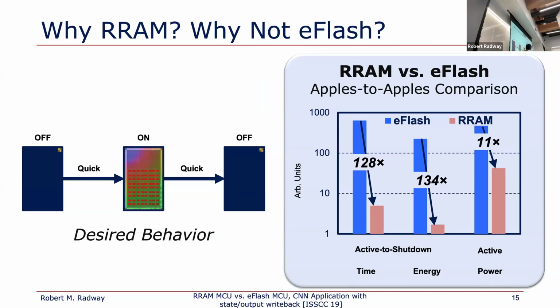So we looked at comparing these systems and this quick on-off behavior. Basically, the key takeaway was that a full end-to-end microcontroller using a non-volatile memory like RRAM, versus a traditional memory technology like embedded flash, lets us have quicker shutdown, lower energy shutdown, and reduce our overall power because it's lower energy to read that memory, right?